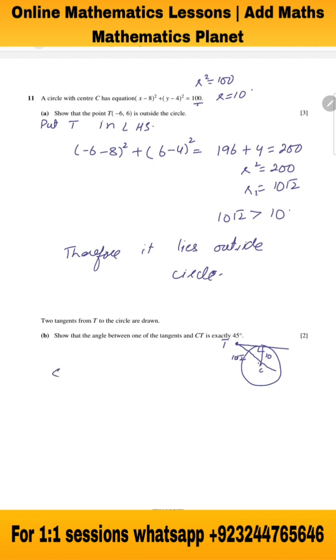So sine of the angle is perpendicular over hypotenuse. What is the perpendicular? 10 over the hypotenuse, 10 square root 2, which is equal to 1 over square root 2. So sine inverse of 1 over square root 2 is equal to 45 degrees.